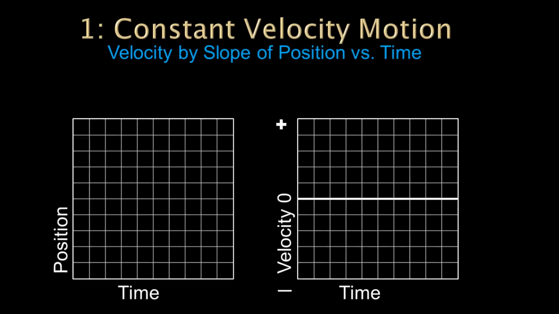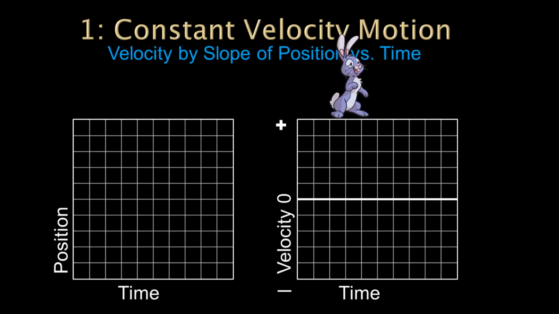Let's take a look at another situation. We have a rabbit speeding by at a constant velocity. We have a steeper position versus time graph because we have a higher velocity. A greater slope for position versus time means a greater value for velocity.